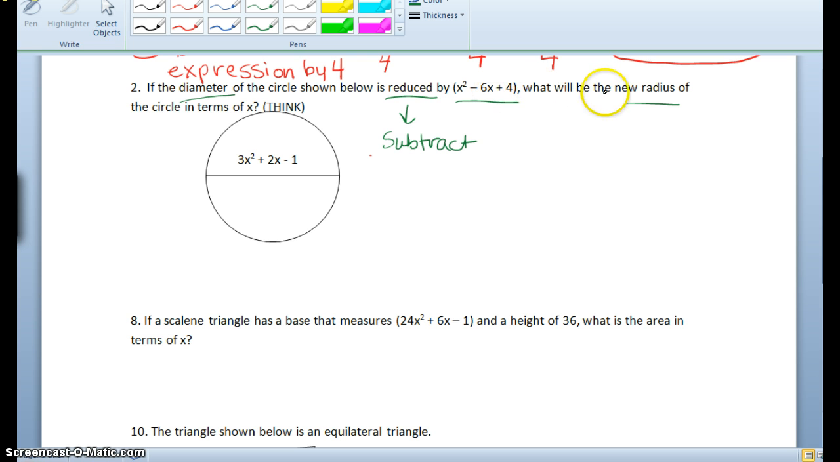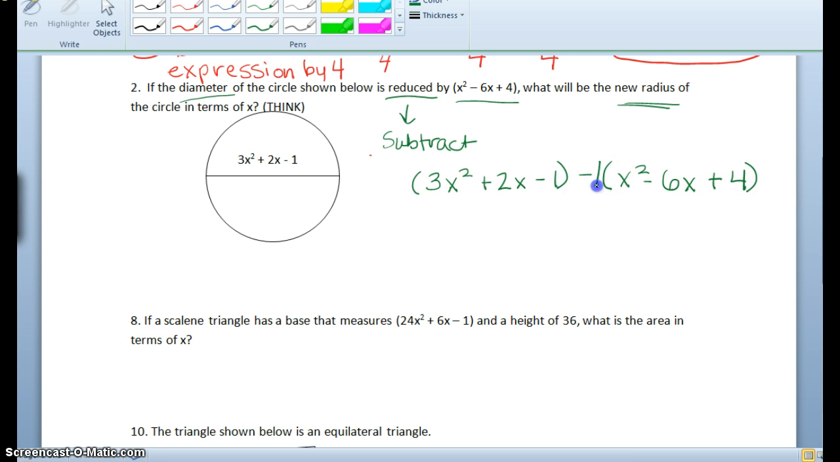Once we do that, we've got to find the radius. Remember, the radius is equal to 1/2 of the diameter. So all we're going to do is divide the diameter by 2, or we could multiply the diameter by 1/2. Of course, it will give us the same thing. So the first thing we're going to do is take the diameter, 3x squared plus 2x minus 1, and subtract this given expression from the diameter because the diameter is being reduced by this amount, which means to subtract.